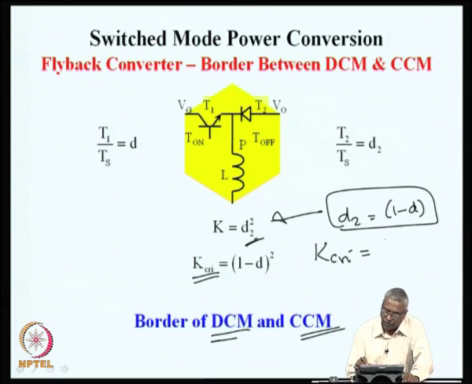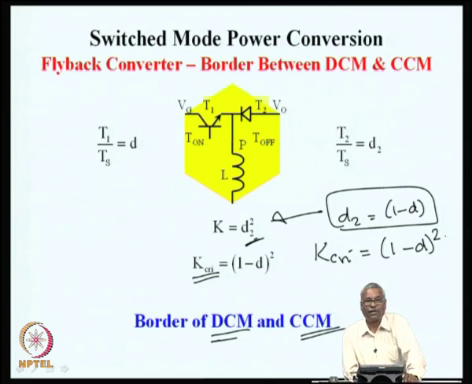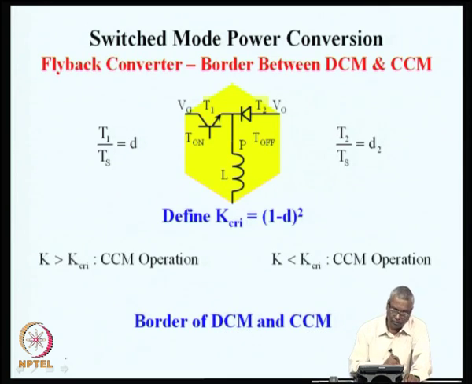That value is characterized by this relationship: 2L by RTs is equal to (1 minus d) whole square. If 2L by RTs is more than this quantity, the converter will be in continuous mode of operation. If 2L by RTs is less than this critical value, the converter will be in discontinuous mode of operation.